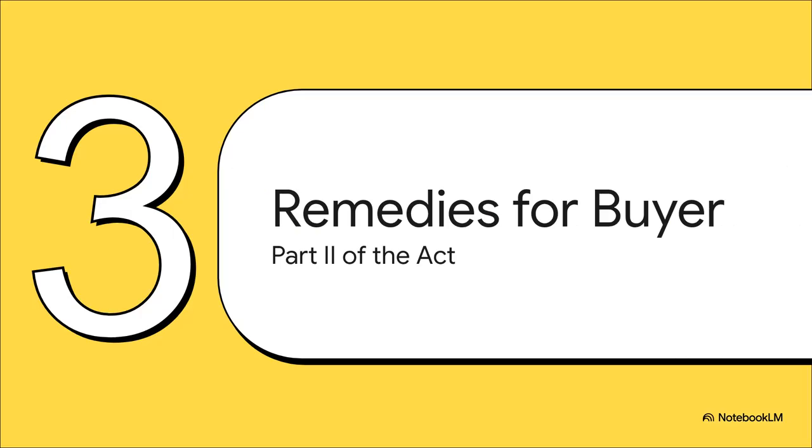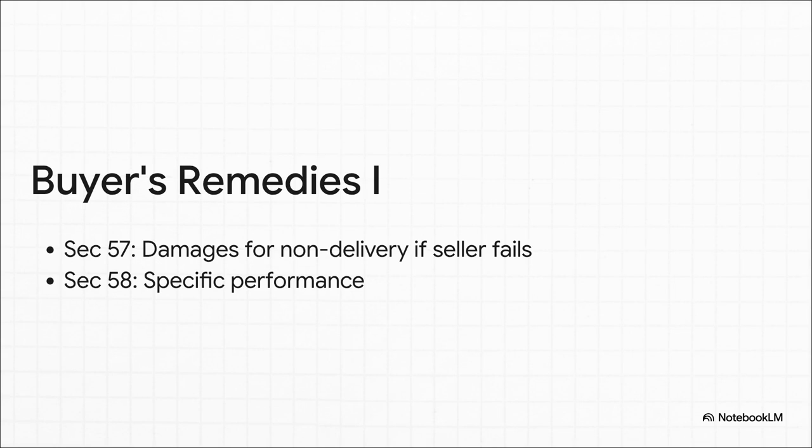All right, Section 3, Part 2, Remedies Available to Buyer. Remember, a 16-mark question demands equal weightage. You can't just focus on the seller. Let's read the board. 6. Damages for non-delivery, Section 57. Seller fails to deliver goods, buyer entitled to damages. 7. Suit for specific performance, Section 58. Court may order delivery of specific goods, especially for unique goods.